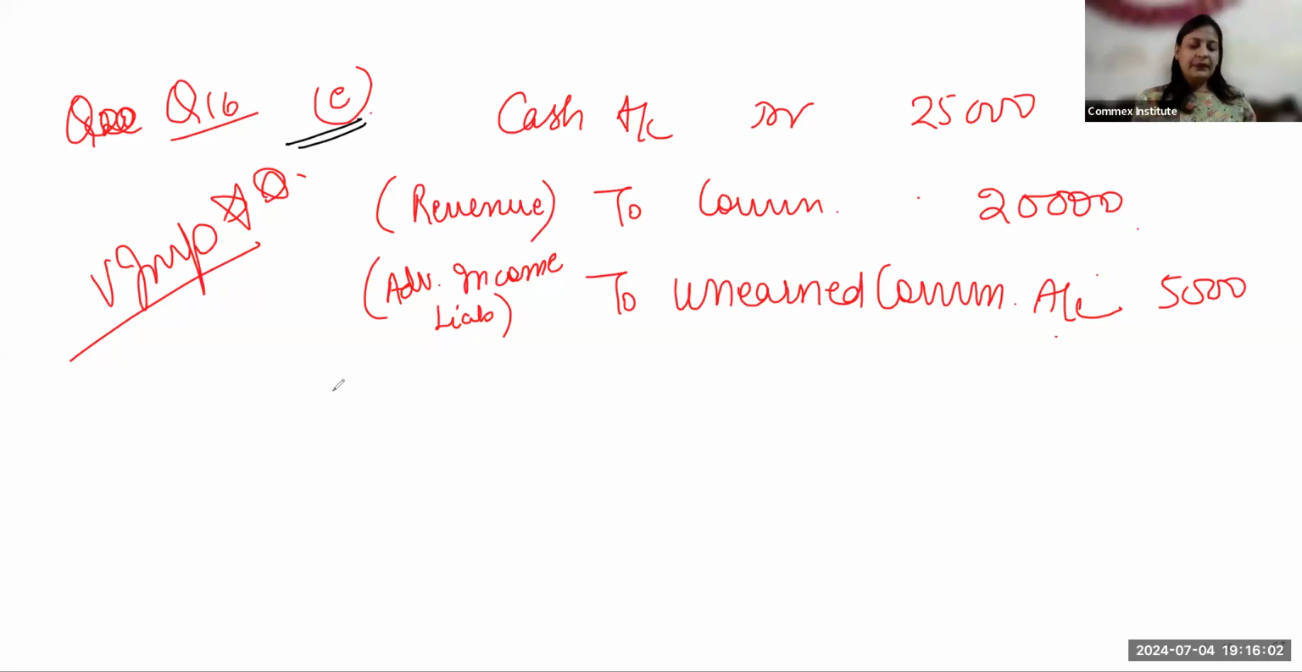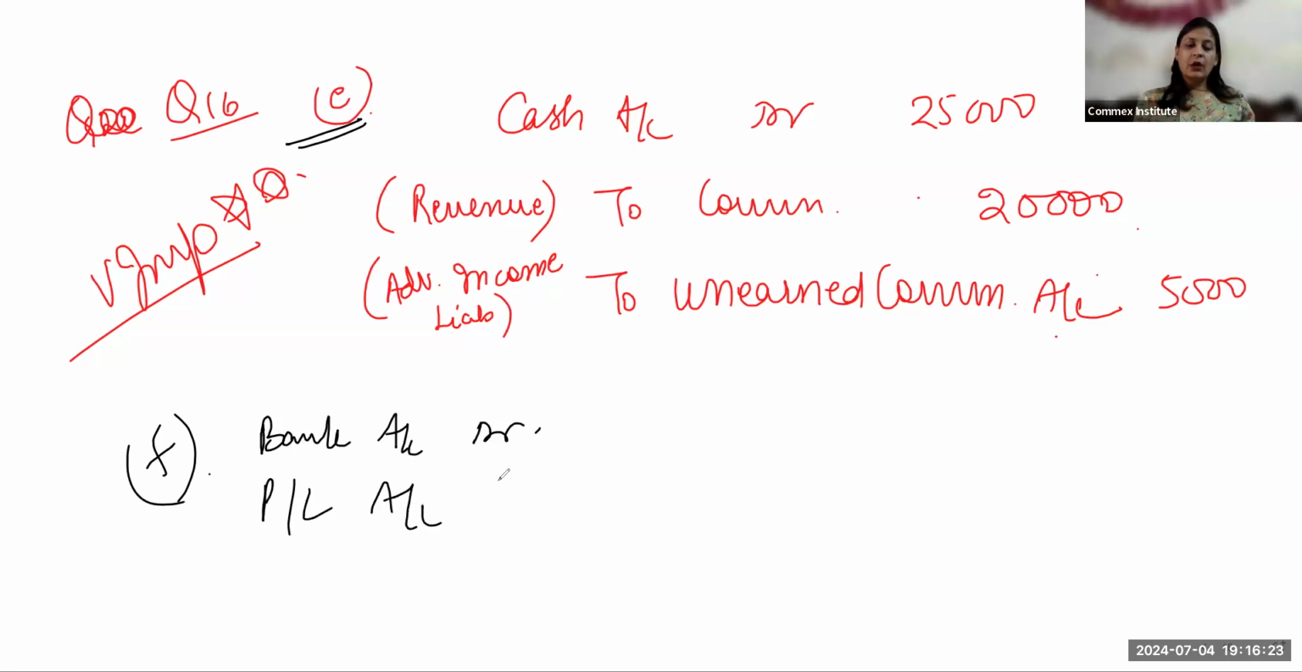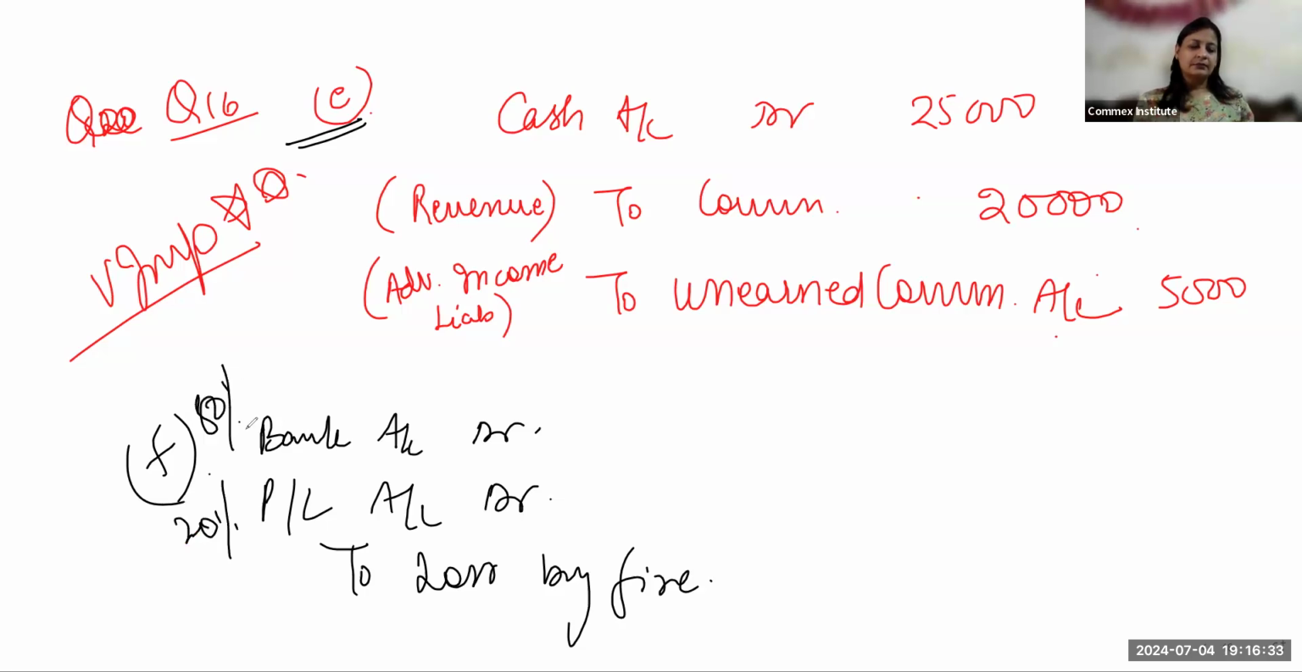Then the insurance company paid 80% full and final. Now see, with reference to D, now in F we can pass the entry. 80% they're paying as full and final settlement. So the entry would be bank account debit, P&L account debit. Now I can pass it to loss by fire. This will be 20%, this will be 80%. So 16,000 and the remaining 64,000.